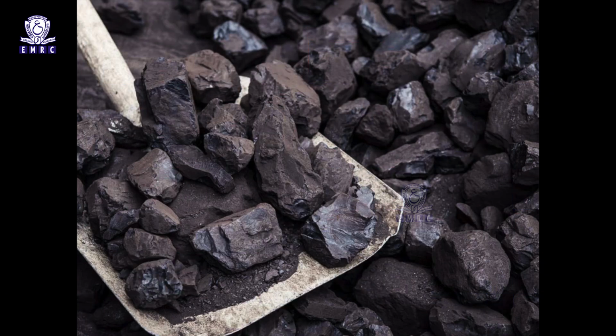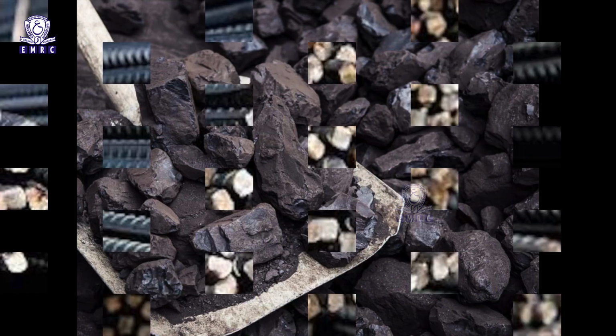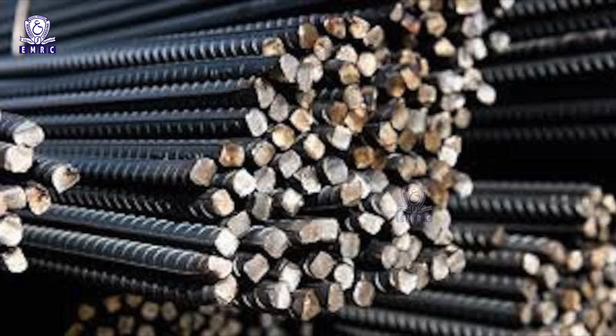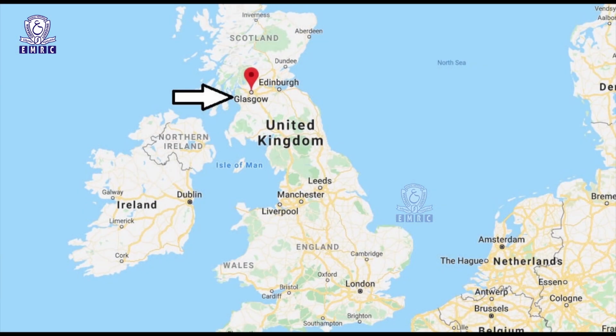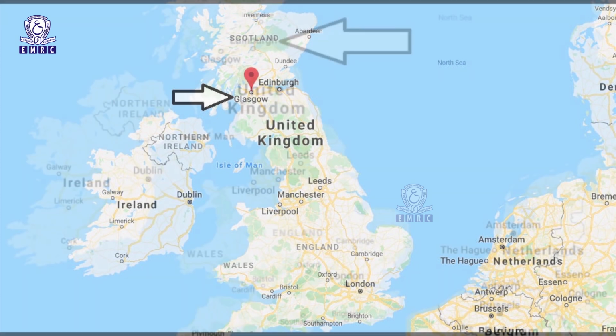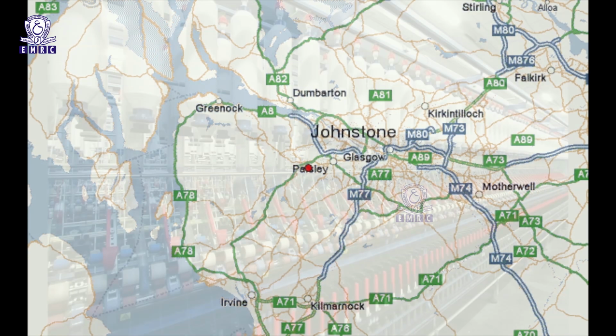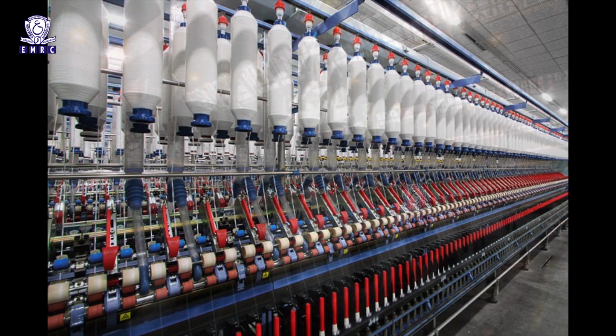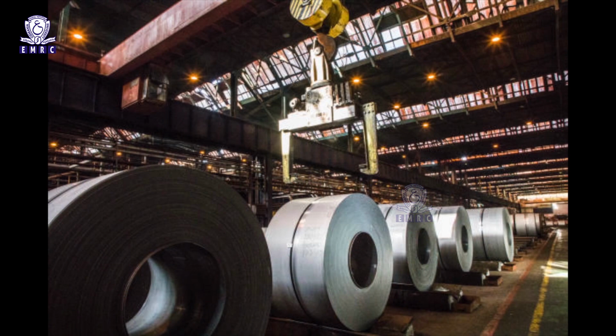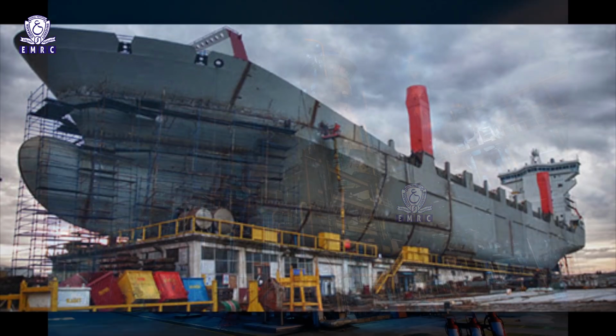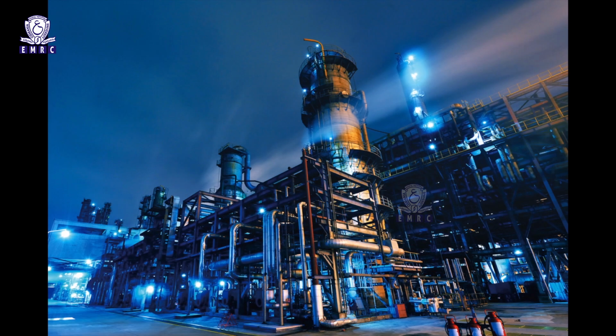After the discovery of coal and iron ore within the region, diverse types of manufacturing activities evolved throughout the region. The major centers of production are Glasgow, Edinburgh, Johnstone. Apart from cotton textile, iron, steel, engineering factories, shipbuilding, and heavy chemical industries are also developed in the region.